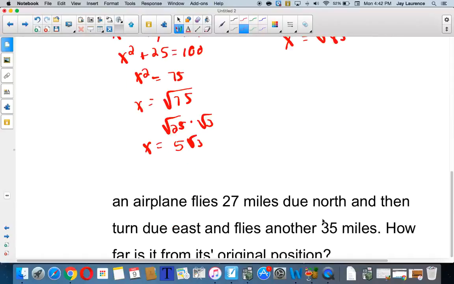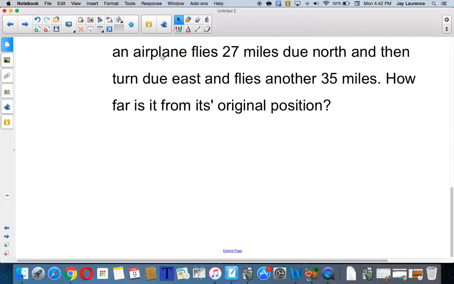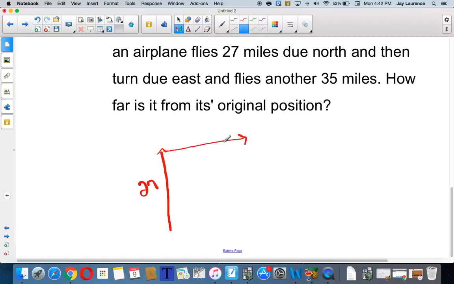All right, so one more Pythagorean Theorem problem. What would the Pythagorean Theorem be without a story problem? So an airplane flies 27 miles due north and turns due east and flies another 35 miles. Now, I don't know why, but my honors kids don't seem to like to draw cheesy little pictures. But I'm telling you, they make the problem simple. All right, there's my right angle. I know my picture's off a little bit, but I'm not being graded on my artwork. So let's see here.